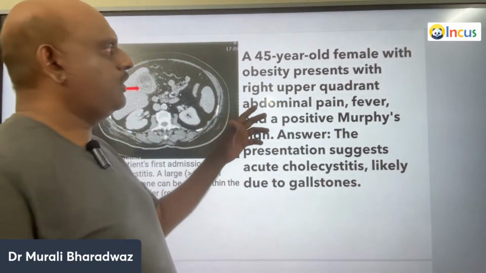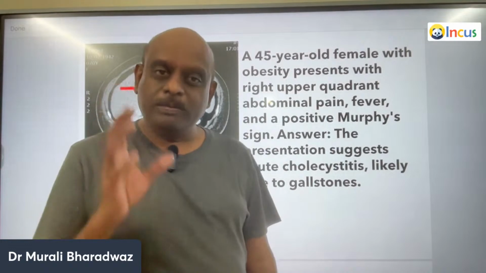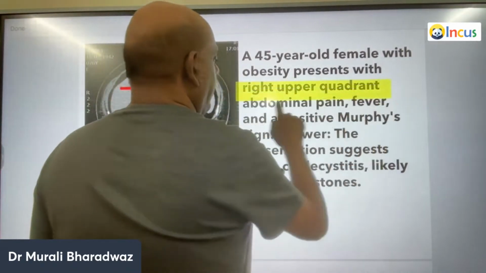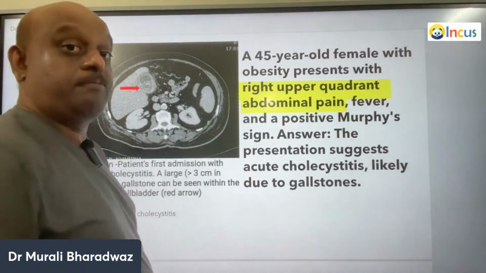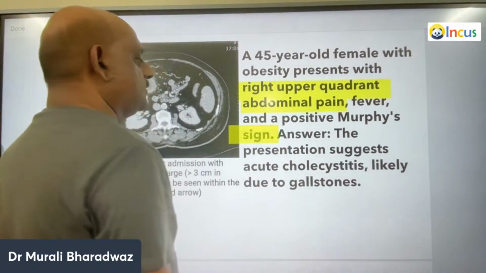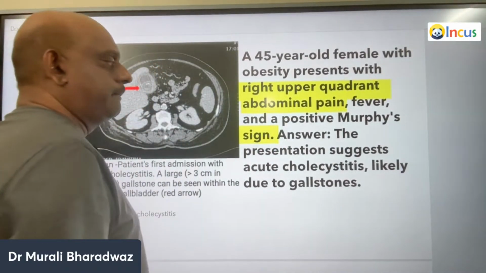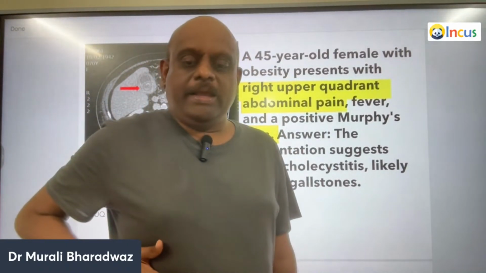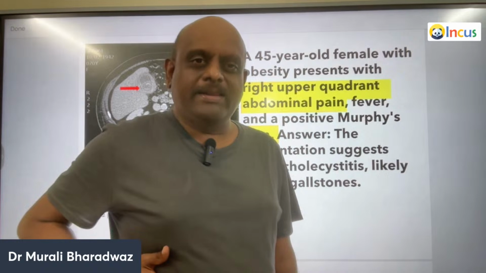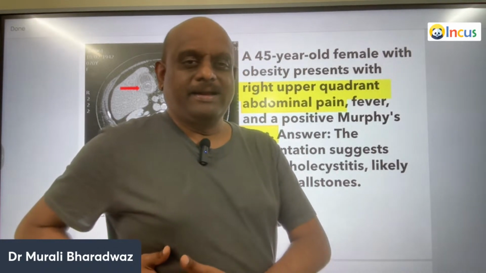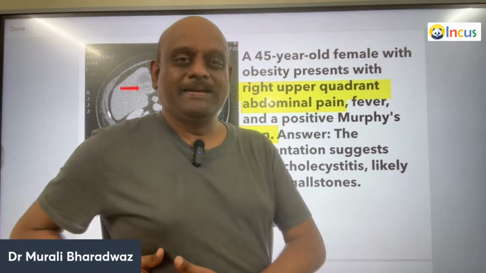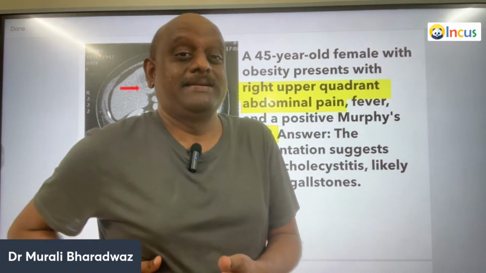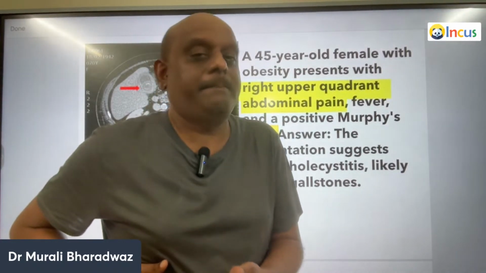Now, a 45-year-old female with obesity presents with right upper quadrant abdominal pain, fever, positive Murphy's sign. So what is it? Positive Murphy's sign. What is Murphy's sign? Whenever you apply pressure under the right lower rib cage, the patient will hold the breath at the time of inspiration, right? Due to the tenderness and pain.